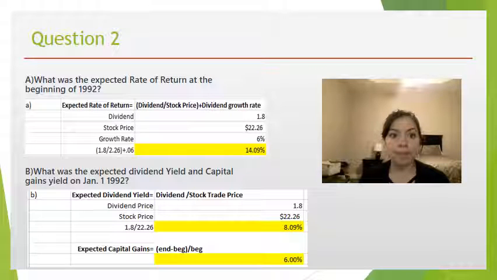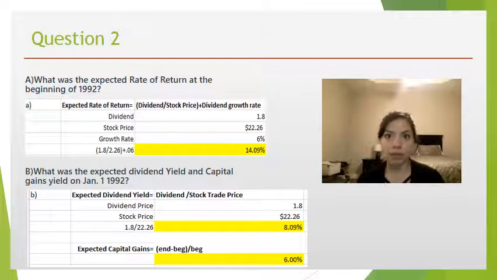Part B. What was the expected dividend yield and capital gains yield on January 1st of 1992? In order to get the expected dividend yield, you have to take the dividend divided by the stock price, which came out to 8.09%. And the second part of the question was the expected capital gains yield, which is the end price minus the beginning price, divided by the beginning price. And that came out to 6%.